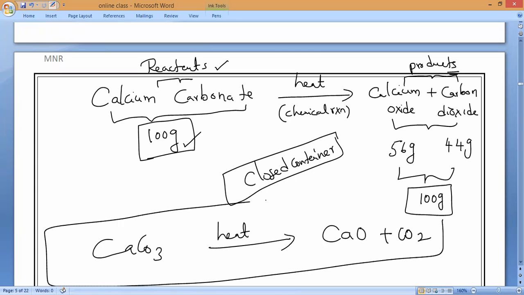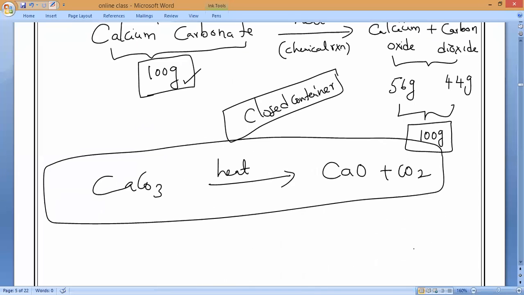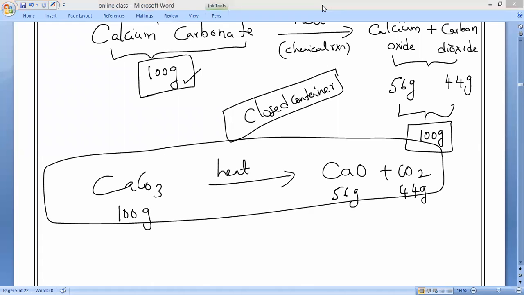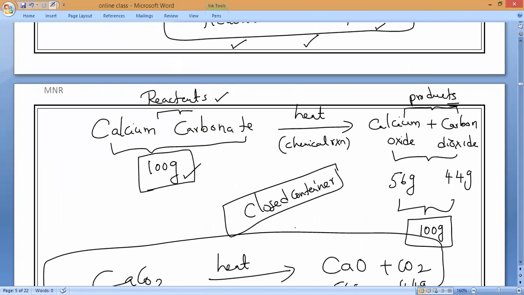In the future you will study the chemical formula. So CaCO3, same equation. If I take 100 grams of CaCO3, I will get 56 grams of CaO plus 44 grams of CO2. So this is called the law of conservation of mass, the first law of chemical combination. So this is the example you can also write.